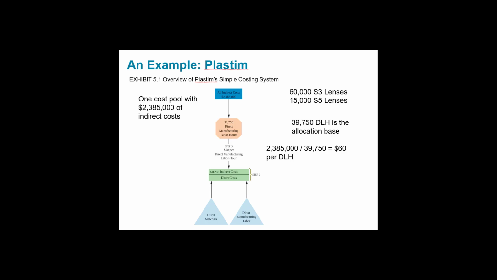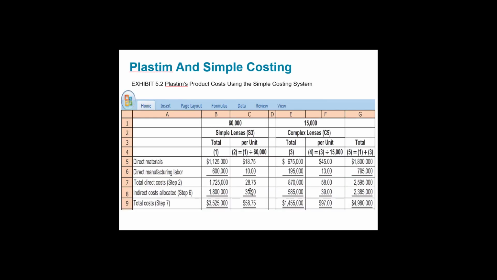Okay, so the way we would allocate that, let's get some numbers here. Here are our direct materials for the simple lenses versus the complex lenses. Okay, there is direct manufacturing labor. For the indirect costs, we would have 30,000 times $60 or $1,800,000. Okay, and for the complex lenses, we would have 9,750 times $60 or 585,000. So this would be our total cost using just a simple costing model.